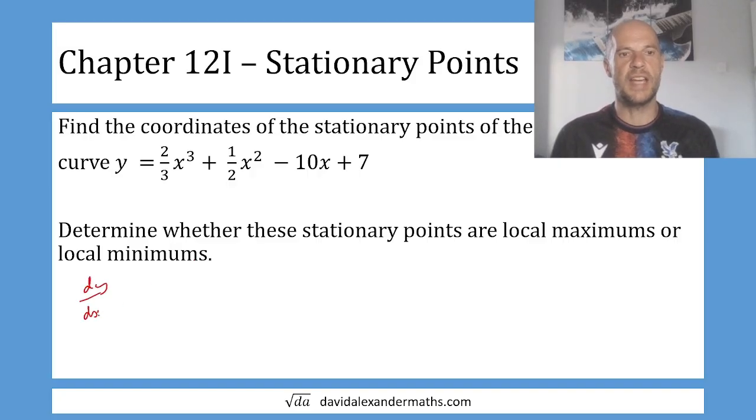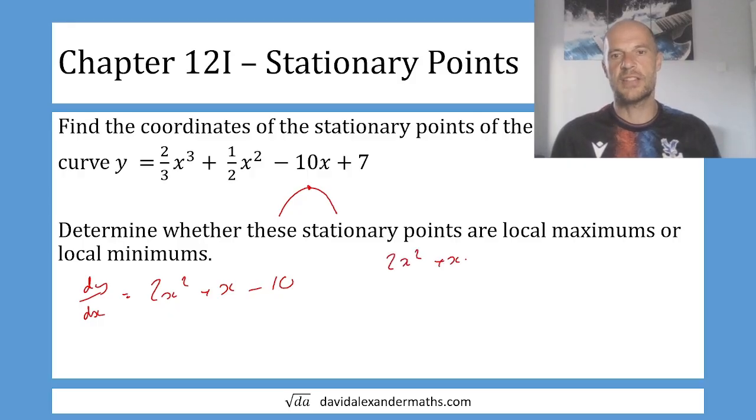So dy by dx is 2/3 times 3, which is 2, so that's 2x squared, plus a half times 2 is 1, so plus 1x, minus 10. Okay, so we need to remember that the stationary point is when our derivative is 0. At a turning point, the stationary point, the gradient is 0. So therefore 2x squared plus x minus 10 is 0.